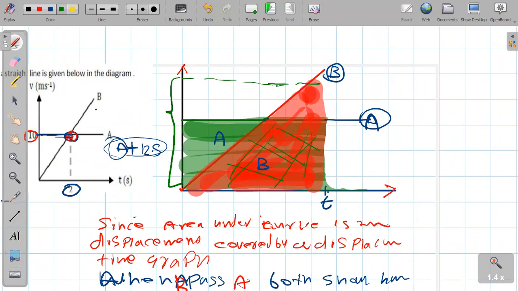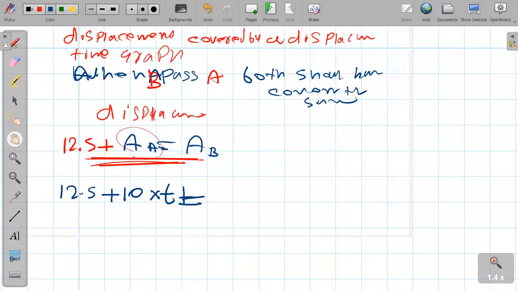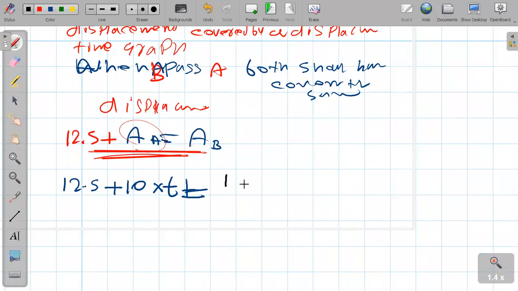Height is a certain factor that we don't know. How to apply? Half into base into height. Okay. Now the problem is how to find the height. The base is time. That is fine.